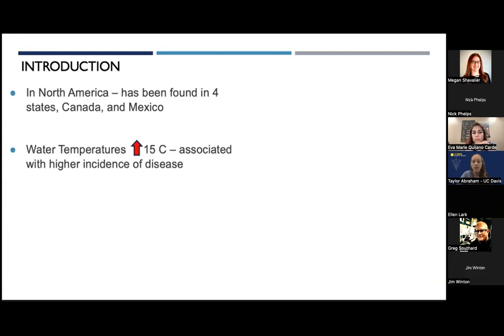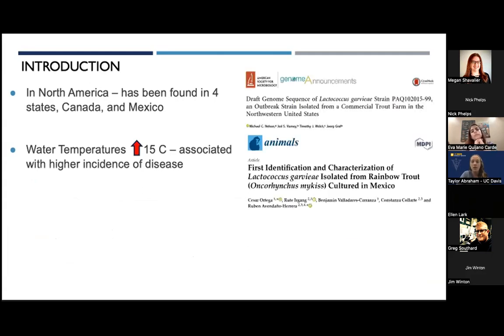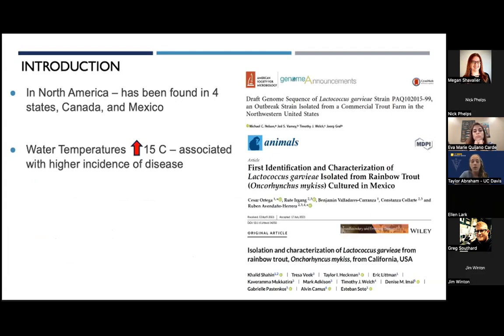So in the past decade, we've found piscine lactococcosis in 4 states, Canada and Mexico. There are articles on the right just demonstrating its emerging prevalence in trout hatcheries and the huge economic losses that have resulted from these outbreaks. The origin of these outbreaks is still unknown, but it has warranted concern as future outbreaks and new strains are continuing to be discovered in other regions in North America.